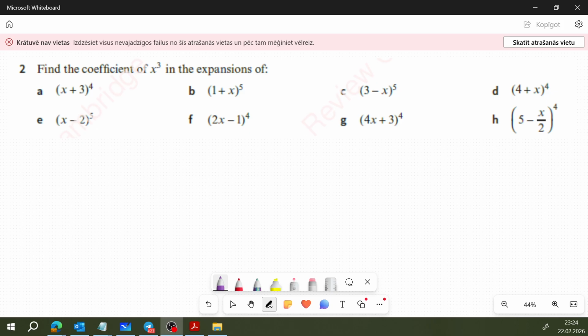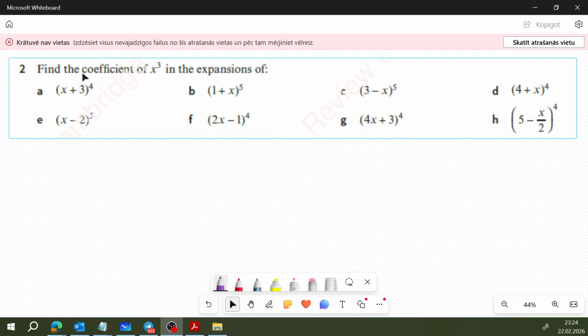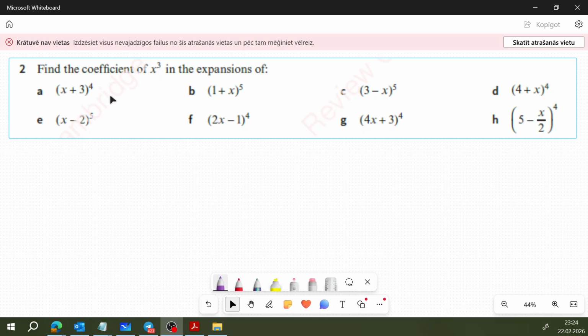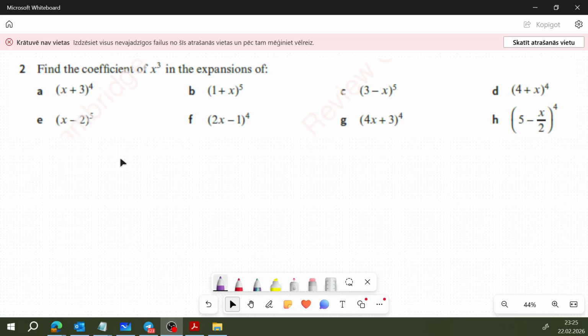So now we will start discussing how to solve such tasks. Find the coefficient of x cubed in the expansions of... So here the strategy is very simple. Let's take part A to discuss first. I will solve A and H for you, but you have to solve all the other exercises yourself. So just take A for now.